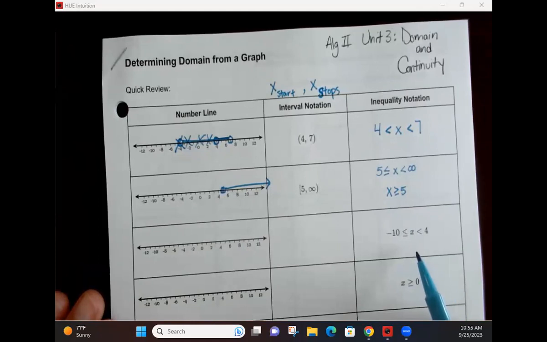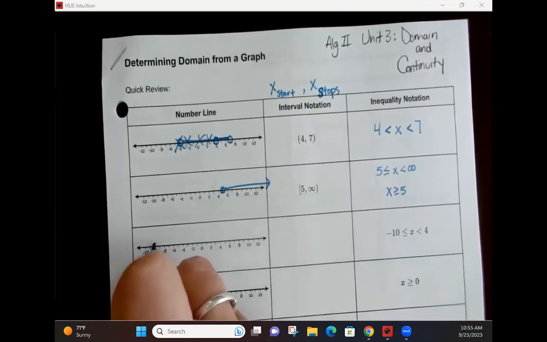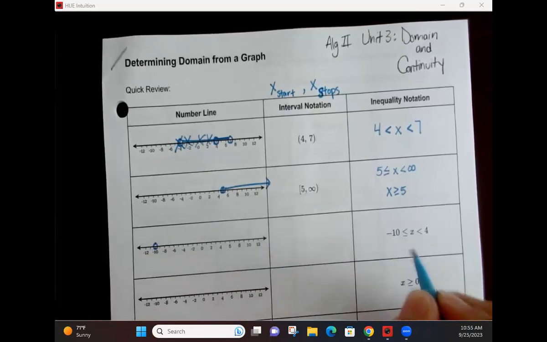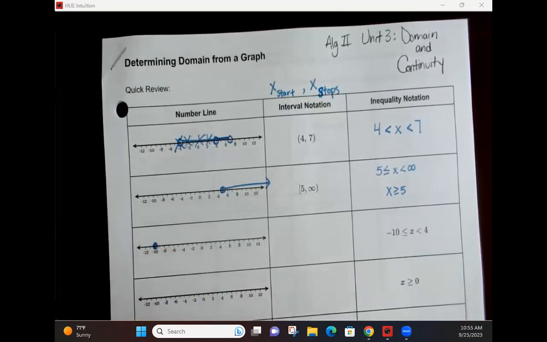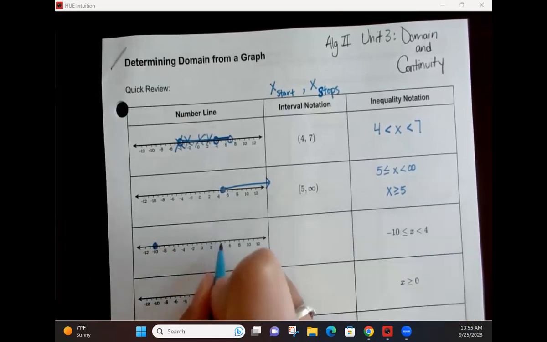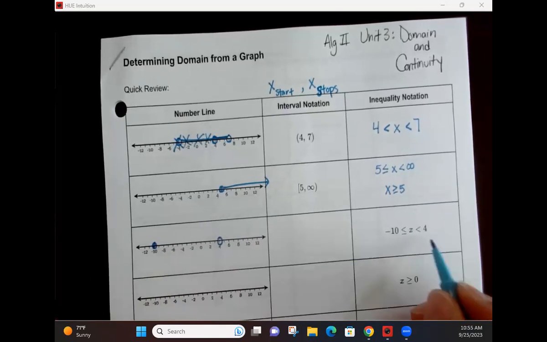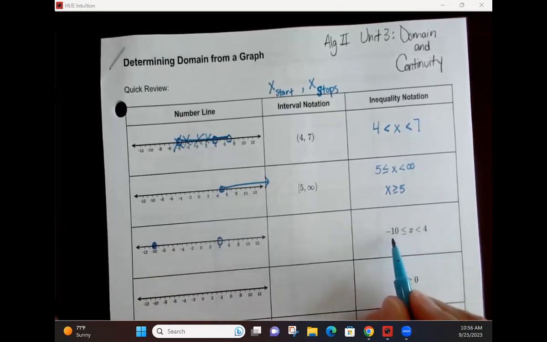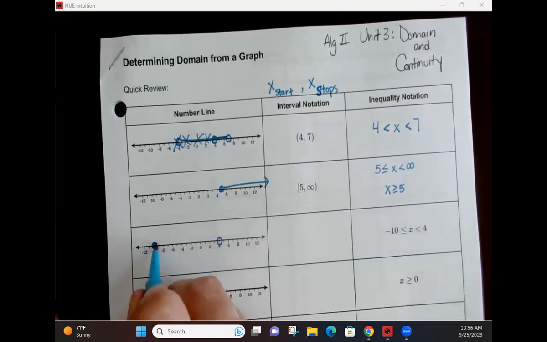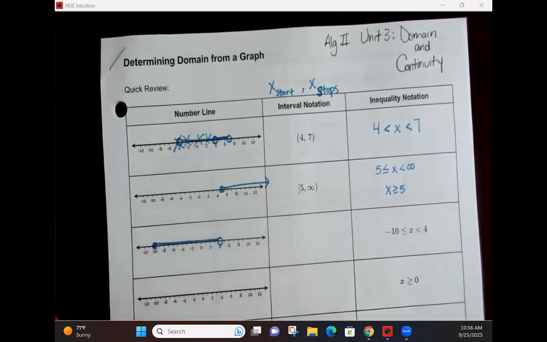For our next example, we're starting with inequality notation. So I'm going to start with my number line graph. From -10, that's going to be a filled in circle because we're equal to. At 4, it would be an open circle because we're not equal to. I'm looking at all x values in between. X is greater than or equal to -10, but less than 4. Everything in between those 2 points.